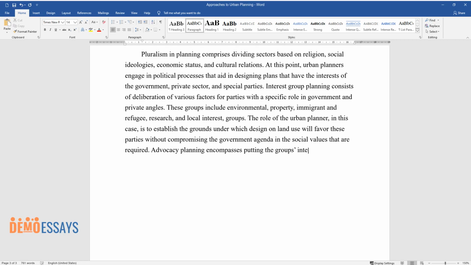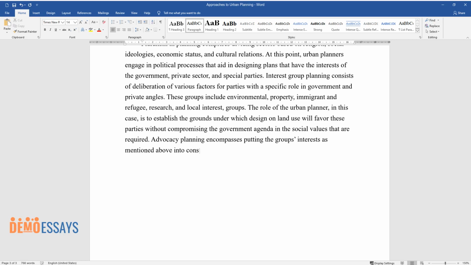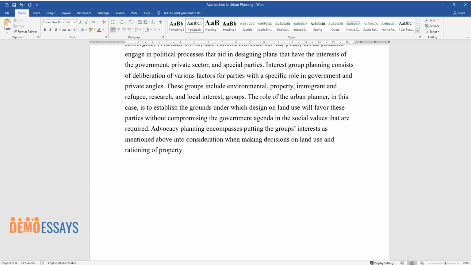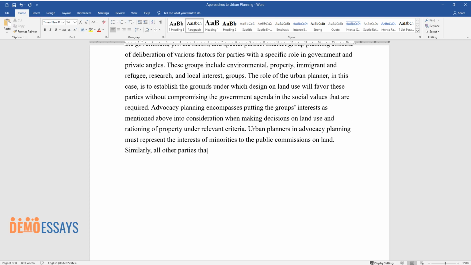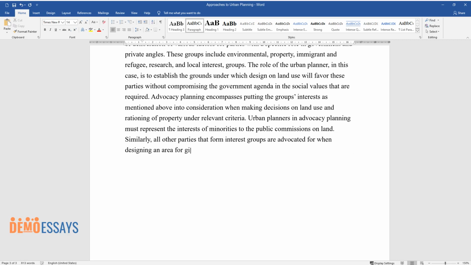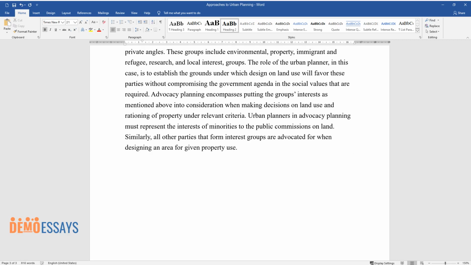Advocacy planning encompasses putting the group's interests as mentioned above into consideration when making decisions on land use and rationing of property under relevant criteria. Urban planners in advocacy planning must represent the interests of minorities to the public commissions on land. Similarly, all other parties that form interest groups are advocated for when designing an area for given property use.